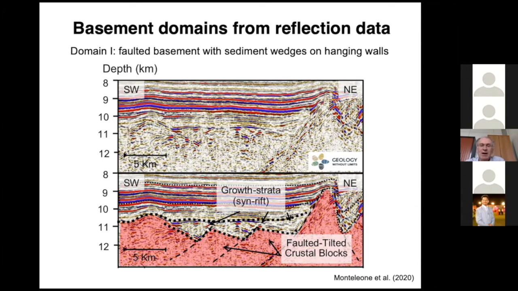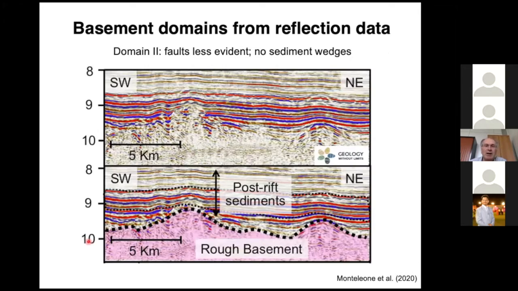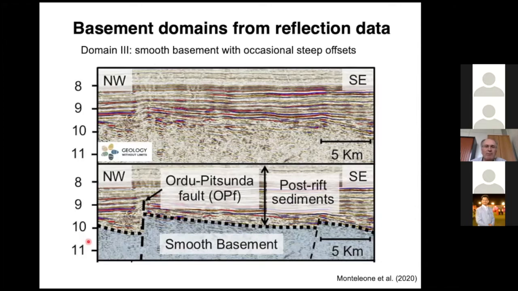And we have three domains. Domain one is the clearly continental domain with tilted fault blocks and some evidence in the sediments of growth in the hanging walls of those faults. Domain two, we're not seeing those tilted fault blocks, but we're still seeing quite a bumpy basement. And then domain three, where the basement is generally quite flat and smooth, but it has these occasional steep offsets.